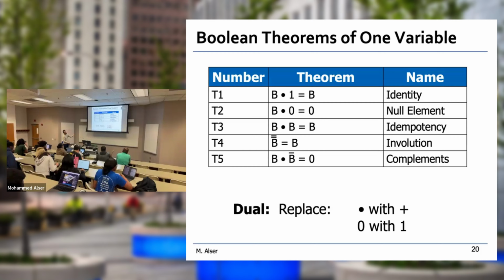Now, b times b in algebra, you would say something to the power 2, right? But in Boolean, we don't have to the power 2. It's either 1 or 0. So which one will you go for? Is it 1 or 0?